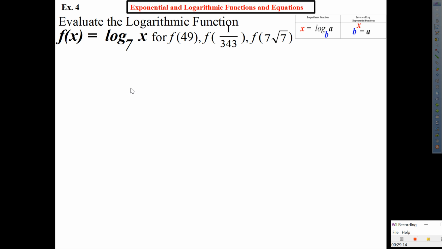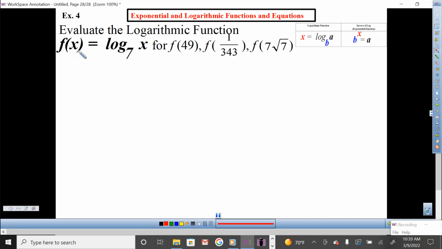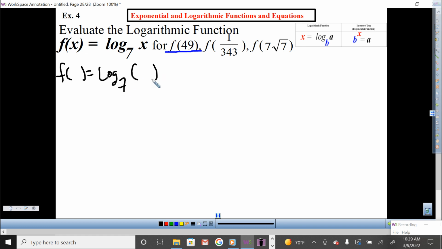How do we do that, Mr. Q? Here it goes. Writing utensils down, look up to the screen. I'll do the first couple of steps, and then we're going to do the rest together. Ready? First things first, I need to use this function, and I'm going to evaluate it according to this first value. What's the first value that they give us? 49. That means I need to write this, but without the x's. Don't we do that usually with functions? Yes. So this becomes f of 49 equals log base 7, parentheses for the x.